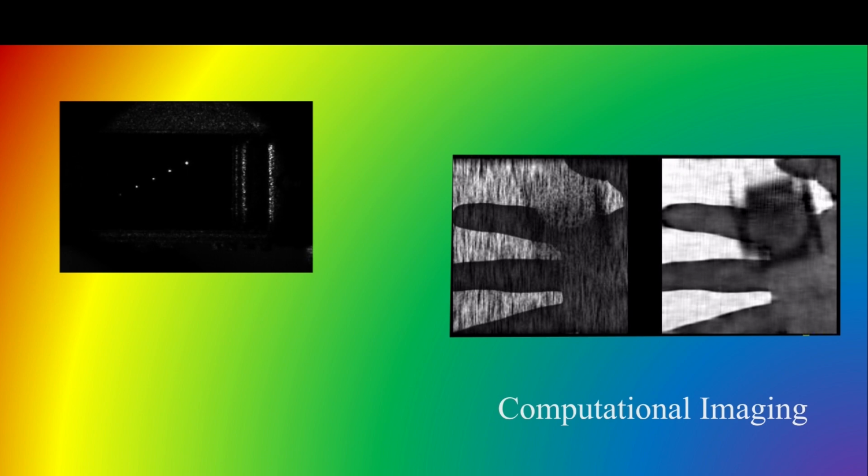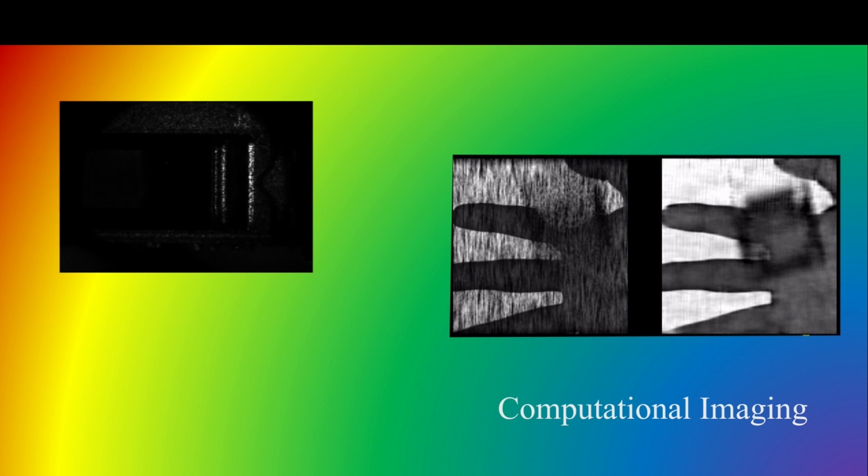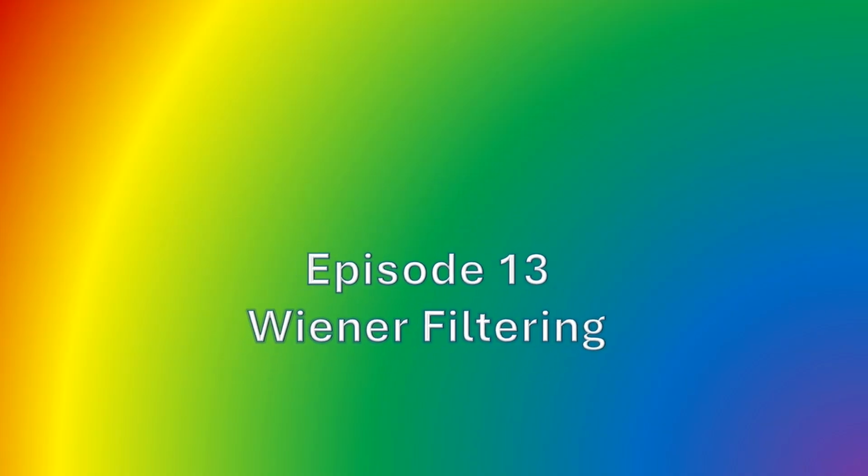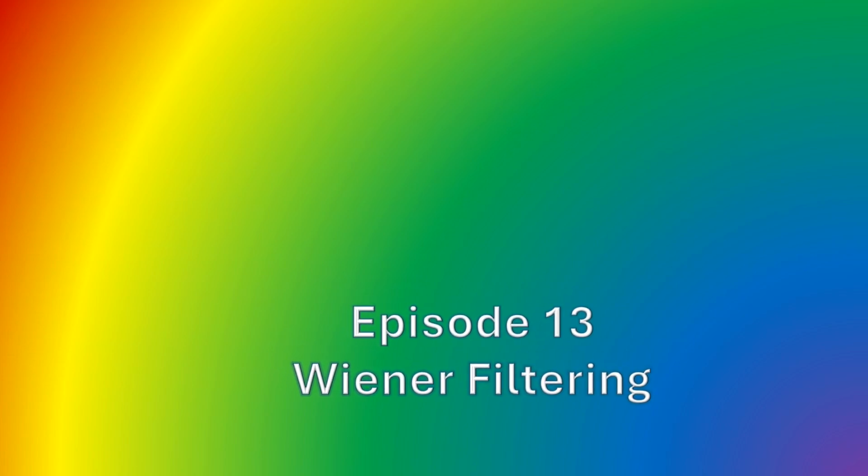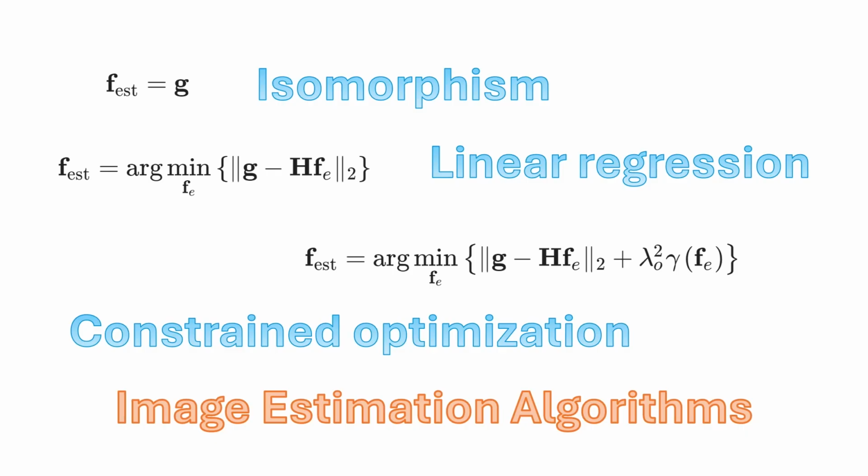Computational imaging. Episode 13, Wiener filtering. So in episode 12, we talked about the 5 main algorithms that have been developed for estimation of images from measured data. The first being isomorphism, just report the image as the measurements. And then we talked about linear regression and constrained optimization. So all three methods generalize on the regression theme, and then the next two methods will use Bayesian algorithms.